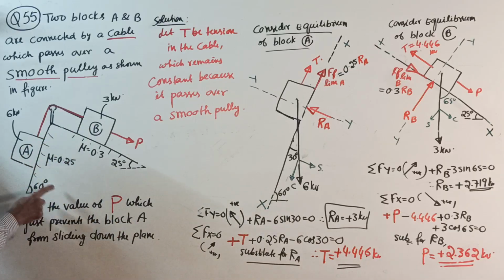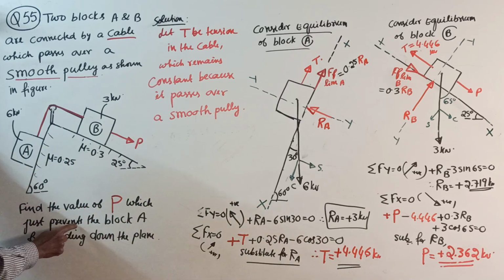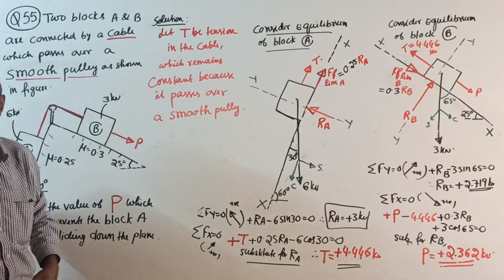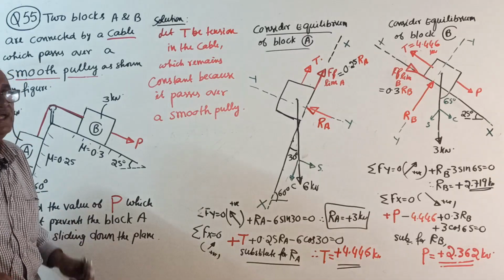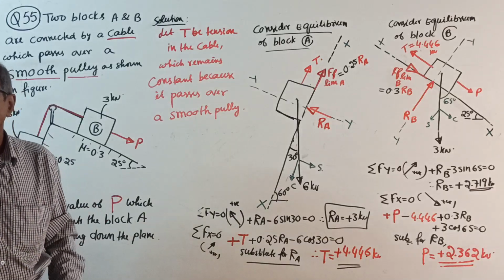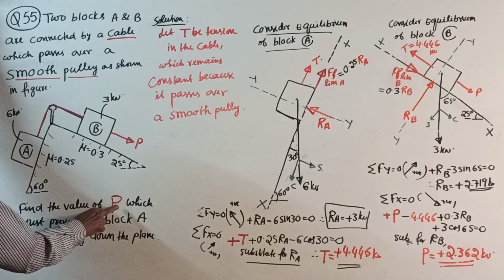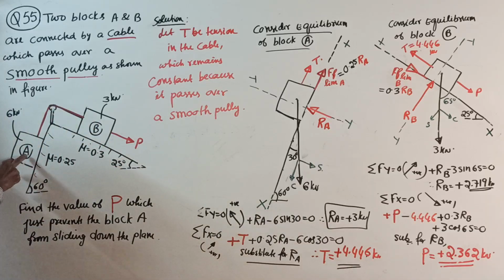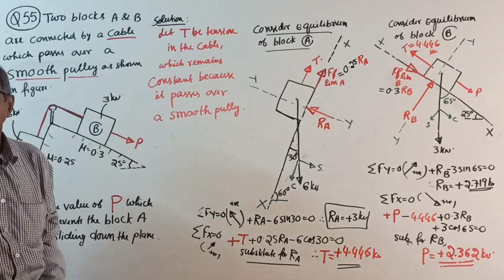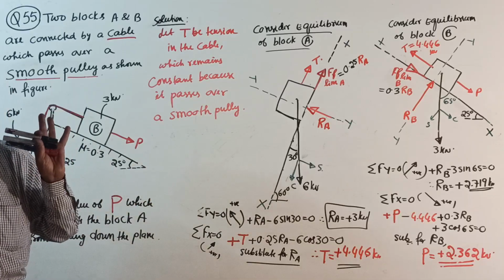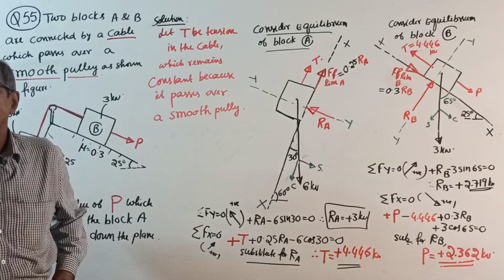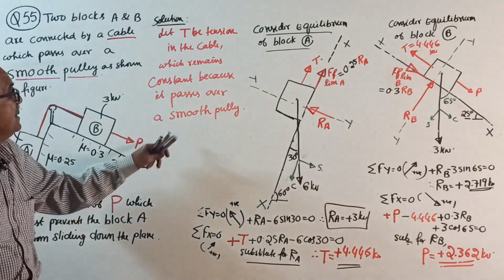Find the value of P which just prevents block A. Just prevents means, make a note, on the verge of sliding. I told you, just prevents means on the verge of sliding. Or they can ask you for the minimum value of P to prevent block A from sliding down. In all these cases, I told you class after class, limiting friction will come. Now you should write all those statements: if R is the normal reaction, the limiting frictional force is mu into R. I won't waste time on that now; you have to write the statements.